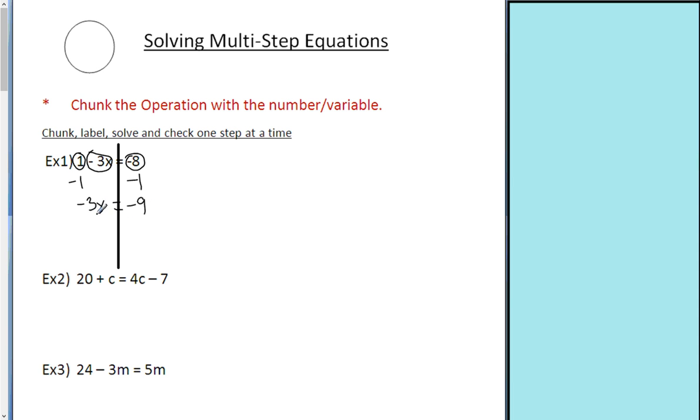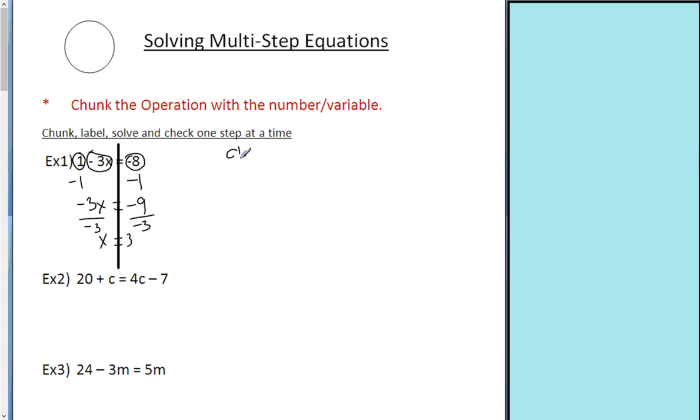Then from here, if you want to figure out what I could do to a negative 3 that's being multiplied by x to get rid of it? Well, if I divide both sides by negative 3, negative 3 divided by negative 3 makes 1, so you're left with x. X equals whatever negative 9 divided by a negative 3 is, which is 3. And then you would check it.